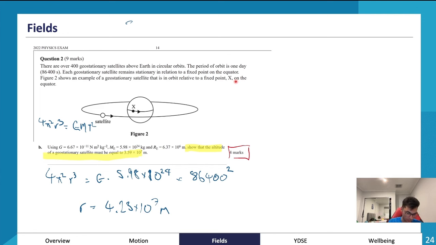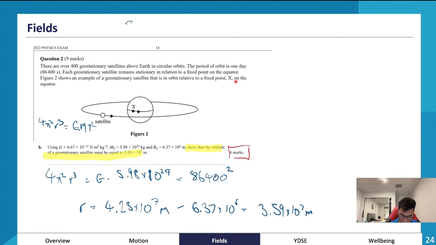So this is a quick aside. If we want to find the altitude of the geostationary orbit, we know that the radius of the Earth is 6.37 times 10 to the 6. When you subtract that, you should get 3.59 times 10 to the 7 meters. And cool, that should be your full 4 marks.